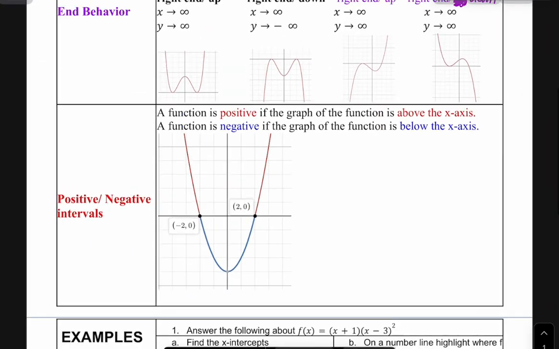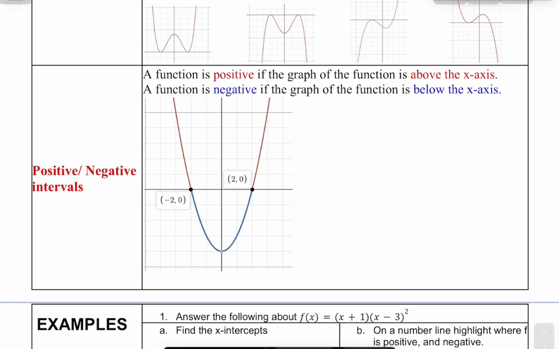Now, iMath does talk about where a function is positive or negative, or what are the intervals where a function is positive or negative? If a function is positive, remember, when I'm talking about the function values, I'm talking about the heights of my function. That means the heights of my function are above the x-axis. So a function is positive if it's above the x-axis. A function is negative if the graph of the function is below the x-axis.